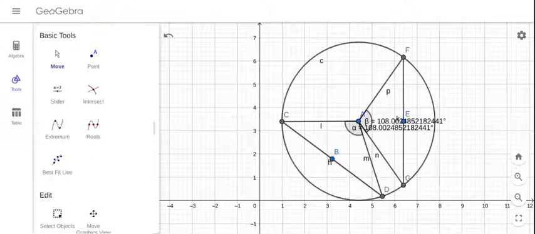I hope you understood this, and I would encourage you to explore this property with GeoGebra.